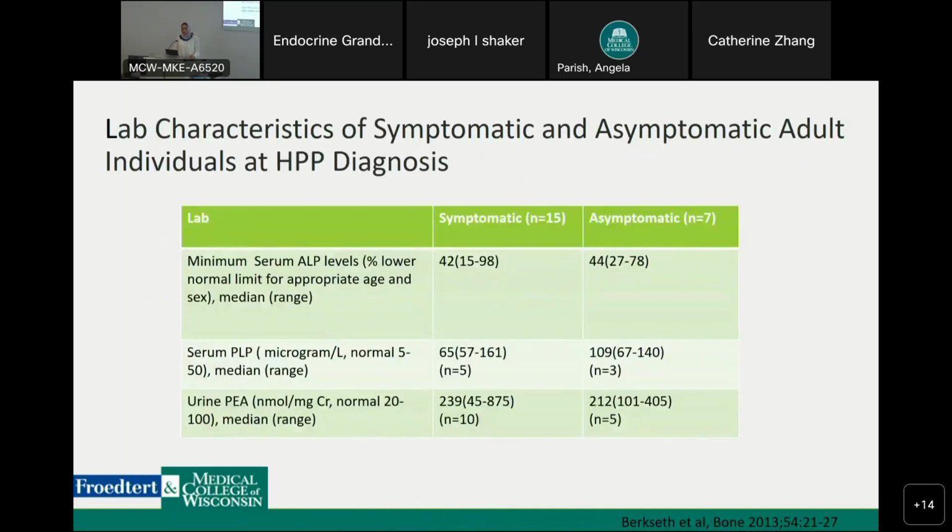So these are the lab characteristics of the same patients who presented to Mayo Clinic, who were 22 unrelated patients. We can see here that in symptomatic patients, the minimum serum alkaline phosphatase was 42, and the mean ALP was just borderline. It wasn't low, but in some of the patients, it was as low as 15. What was helpful in the diagnosis of these patients is that both the PLP and the urine PA were elevated in both symptomatic and asymptomatic patients. So definitely getting serum PLP and urine PA will support the diagnosis of hypophosphatasia.